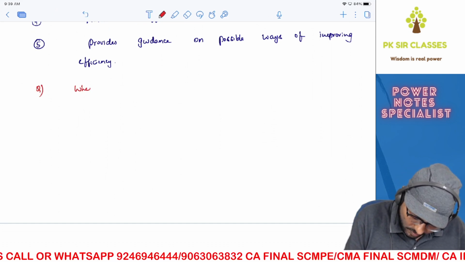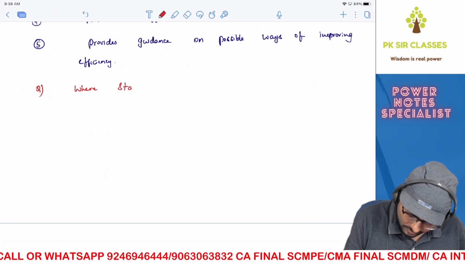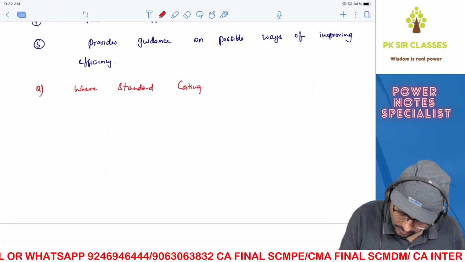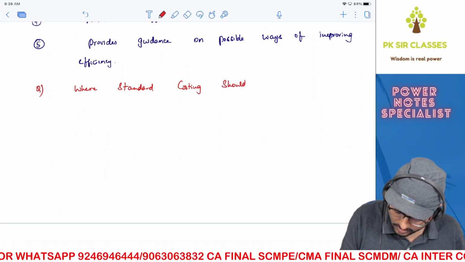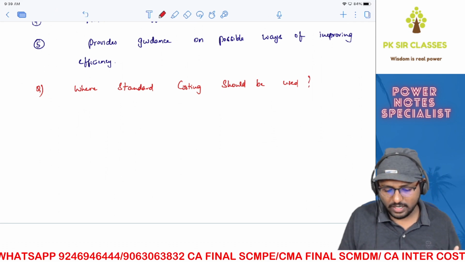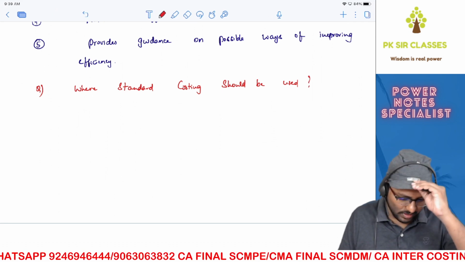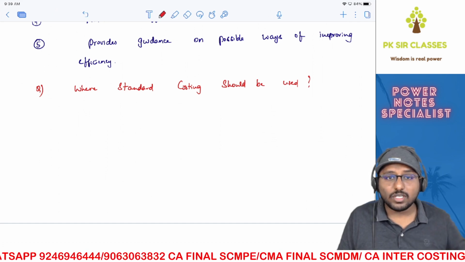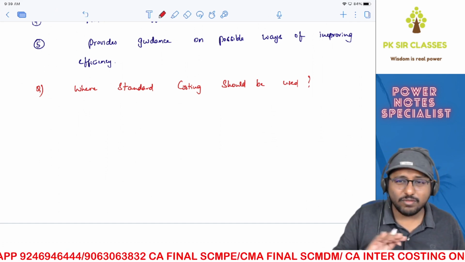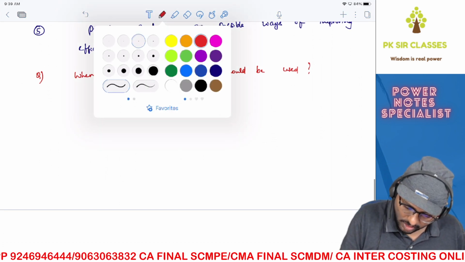So where should standard costing be used? I mean to say, in what industries? Can it be used everywhere, in all industries? In that sense, can it be used in the service sector? All these questions we are trying to answer right now. So we'll finish that off, and with that, we'll wind up this particular session.